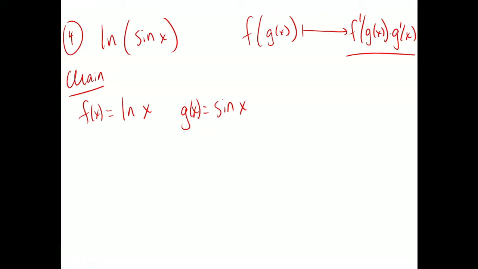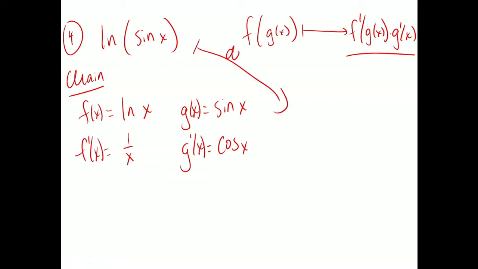But to know my answer, I'm going to need the derivative of each of these, and they're both in my chart. So that's pretty simple, and I'm ready to assemble my answer. My derivative is just, what do I get over here? I got f prime with g plugged in times g prime, that's easy, times cosine.